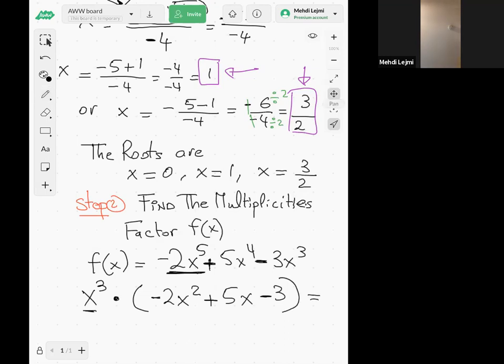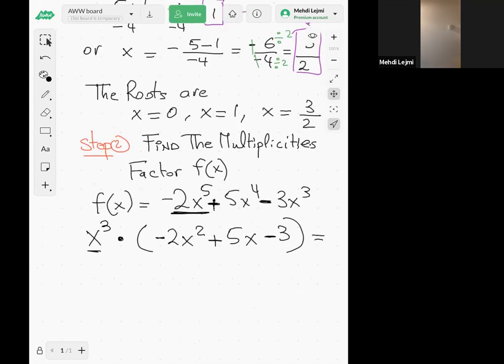So I got my first factor here, this one here. This is my first factor, right? Now I have to factor this minus 2x squared plus 5x minus 3. Okay, so we have to try to factor this quadratic function minus 2x squared plus 5x minus 3, right? So what will be the factorization of this minus 2x squared plus 5x minus 3?